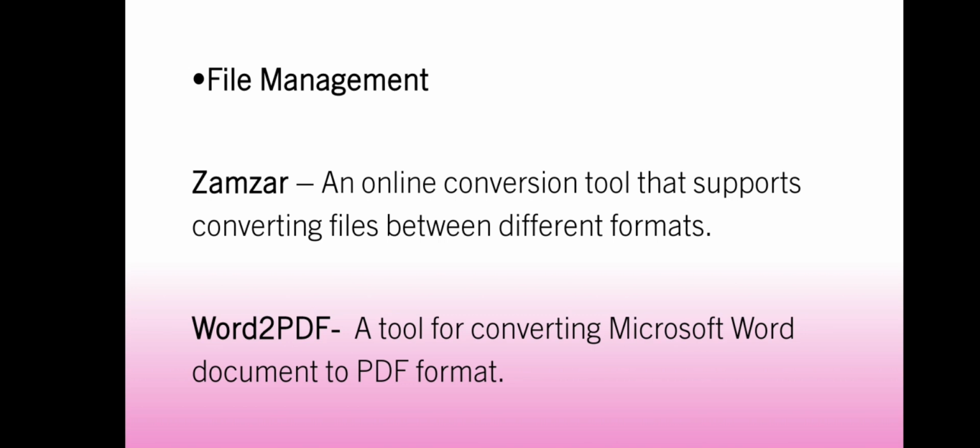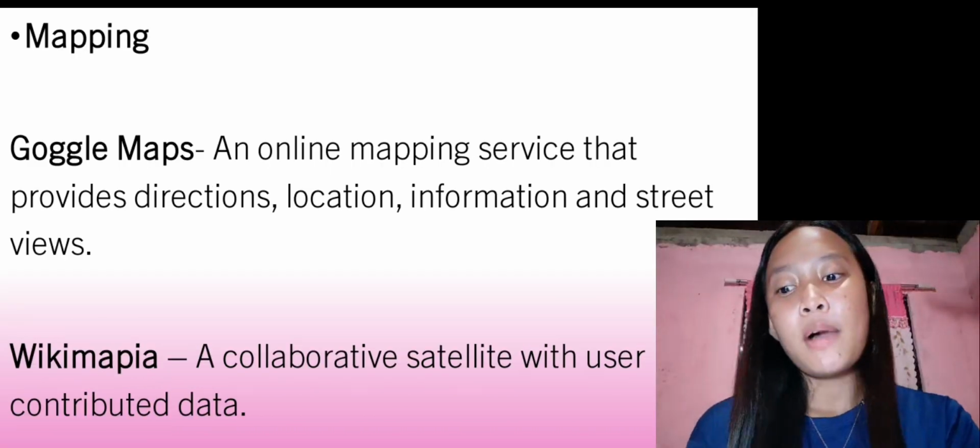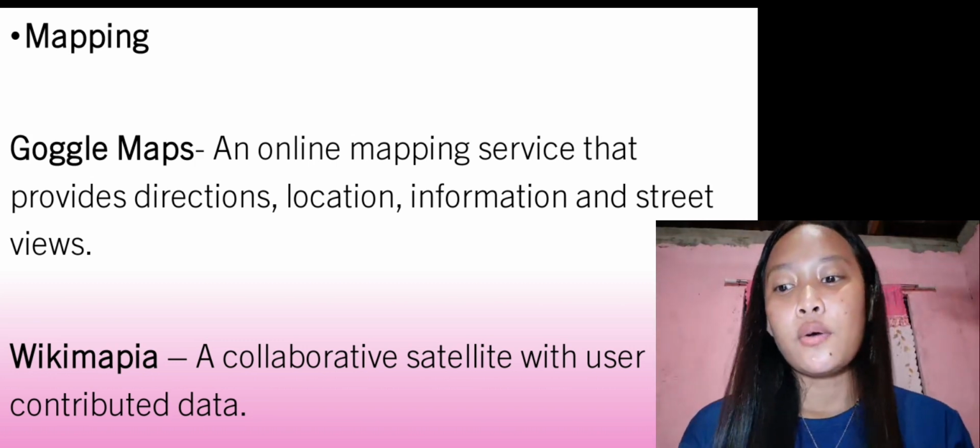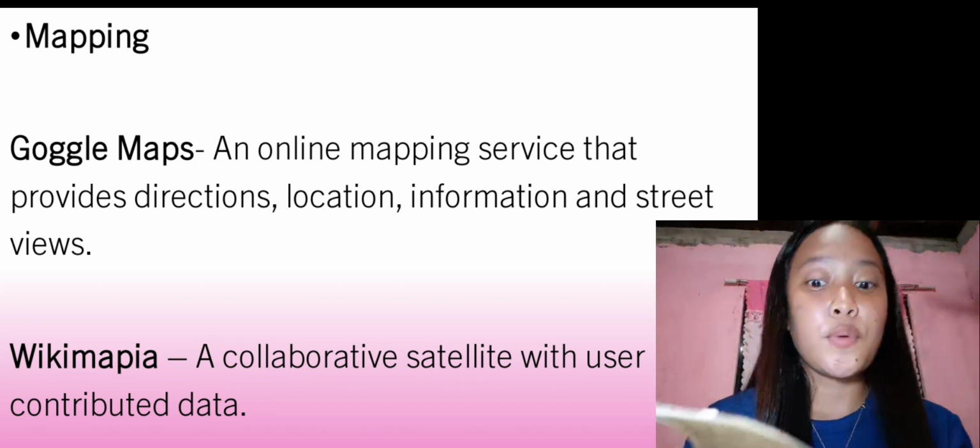Then Word to PDF is a tool for converting Microsoft Word documents to PDF format. So next is mapping. Mapping is the process of creating a visual representation of a geographical area, showing its features and locations.